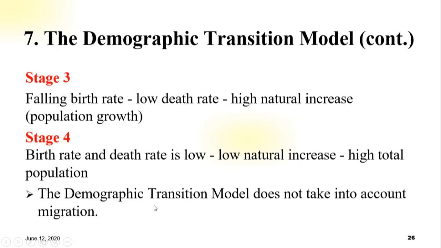Stage 3: birth rate is falling and death rate is low, natural increase is high, population growth. Stage 4: birth rate and death rate are low, natural increase is low, but total population is high.